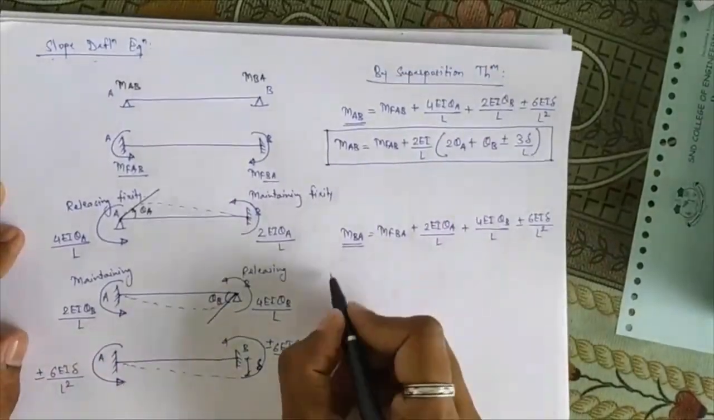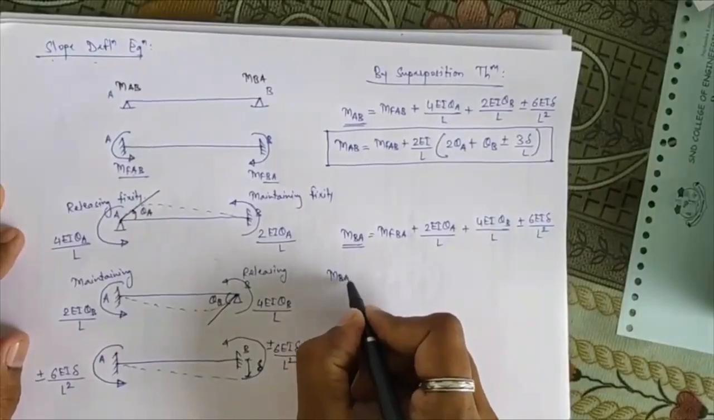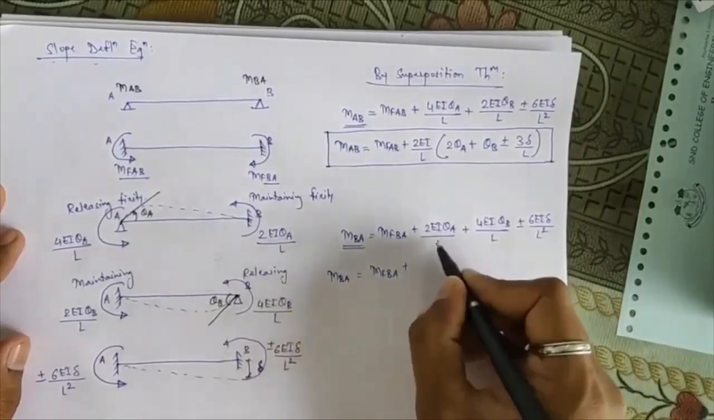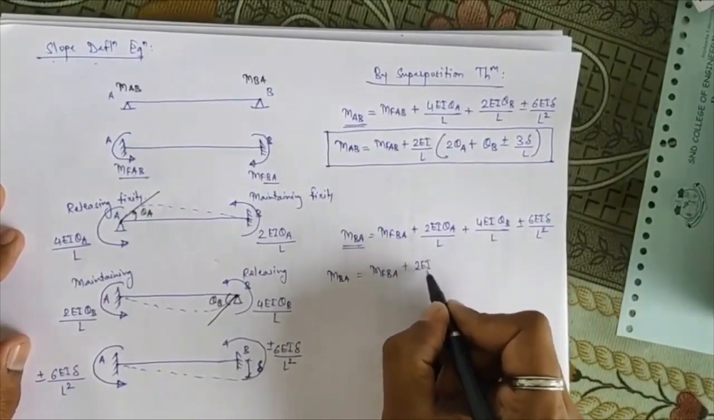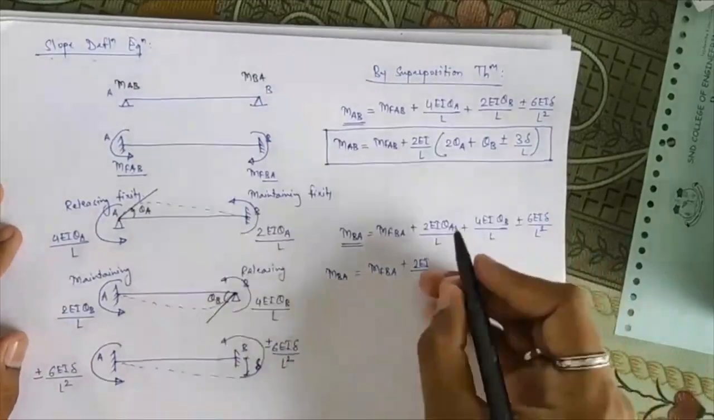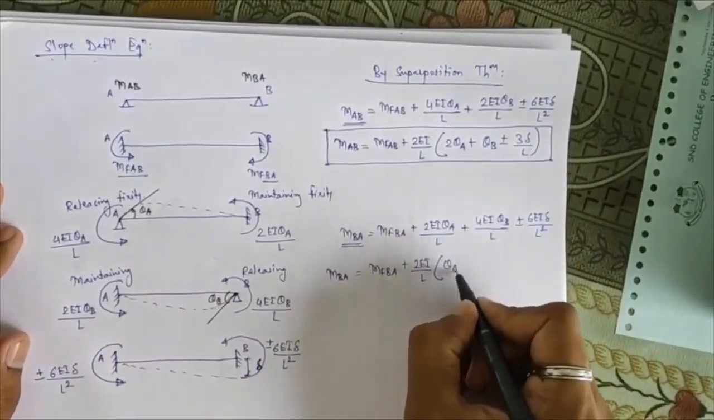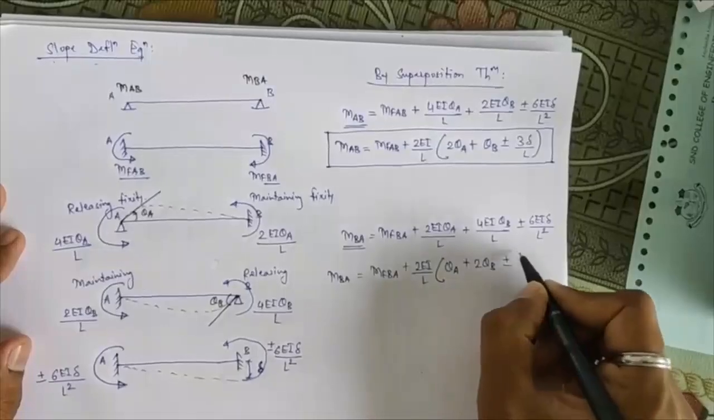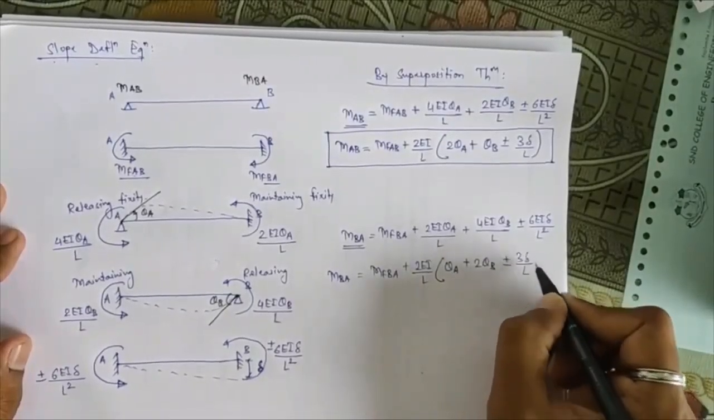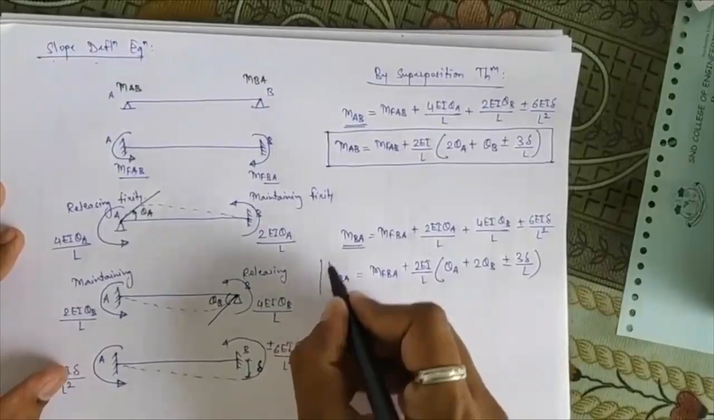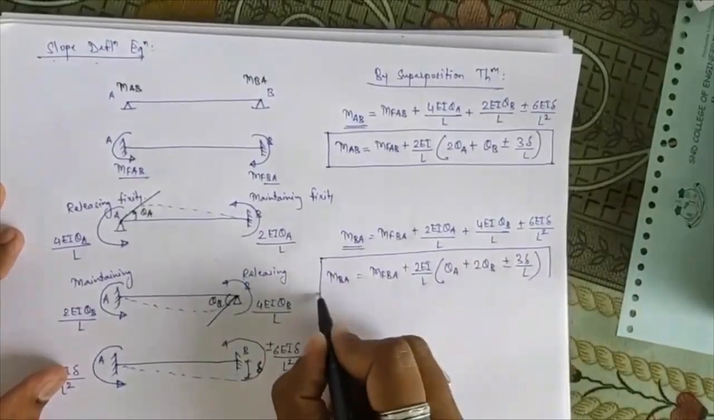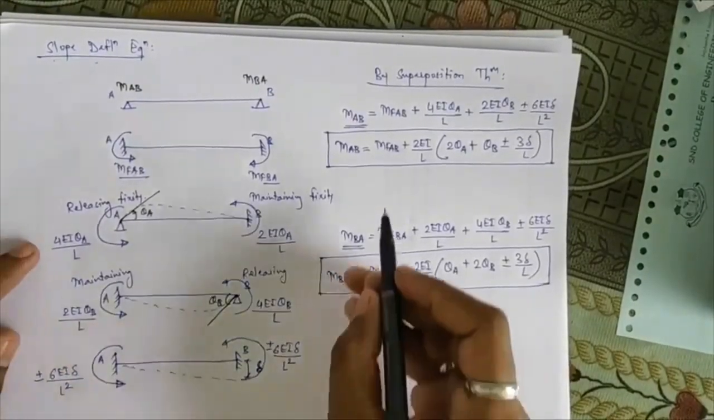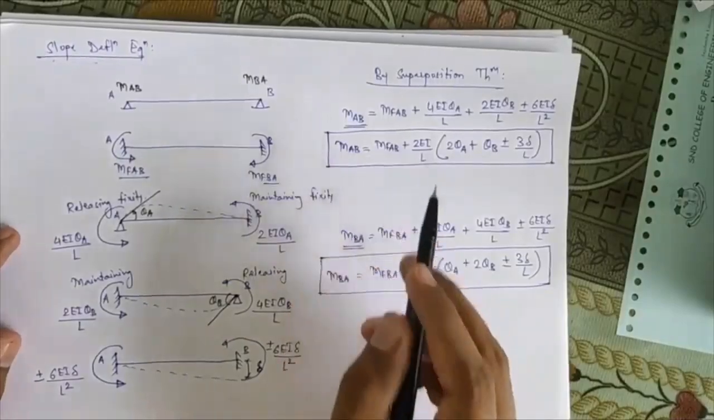In the same way, if I modify this one, MBA will be equal to the first value as it is, MFBA, plus again I take 2EI upon L common from all these three terms. What remains is theta A, plus 2 times theta B, plus or minus 3 delta divided by L. This will be your basic slope deflection equation for joint B. You have to remember these equations.